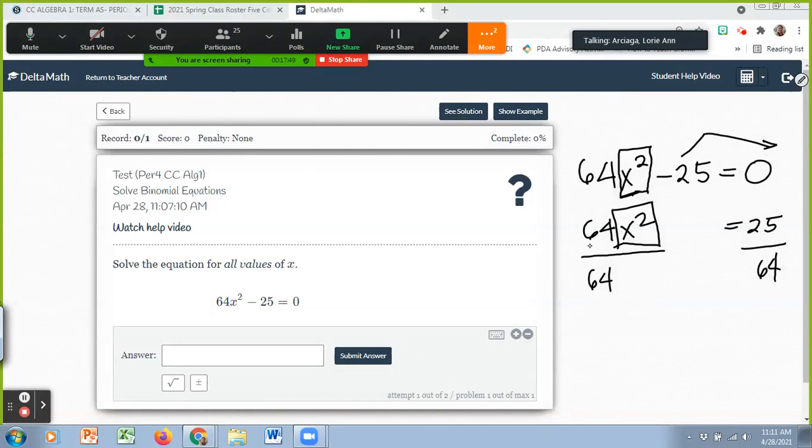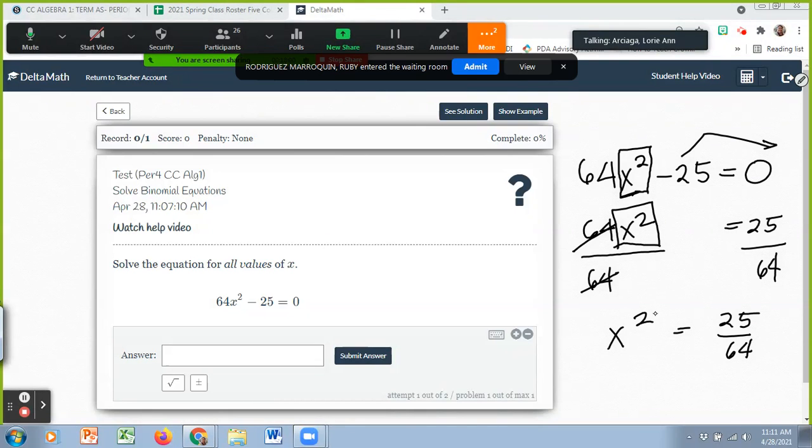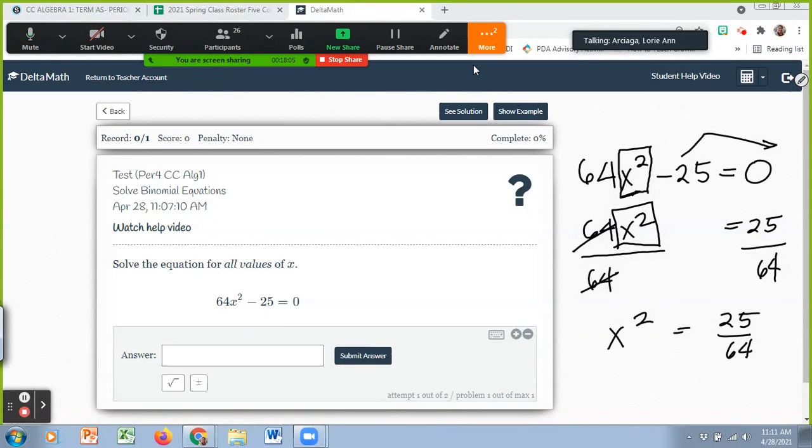Okay. All right, so now we're going to cancel this one and bring down x squared. There you go. And then 25 over 64. So now we need to get the x by itself, so we have to remove this exponent.